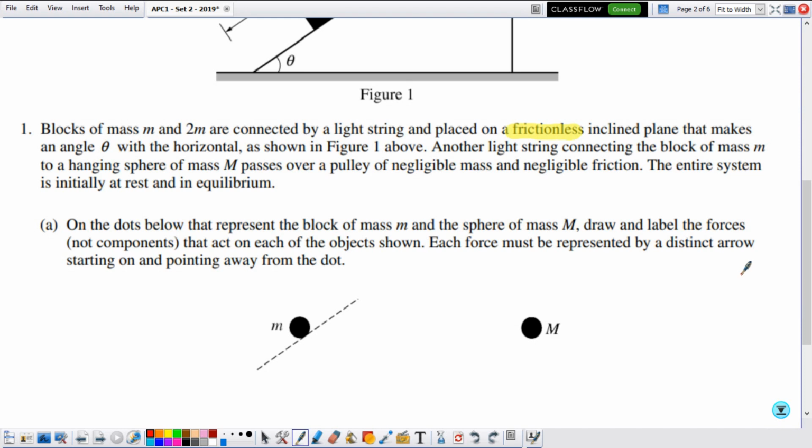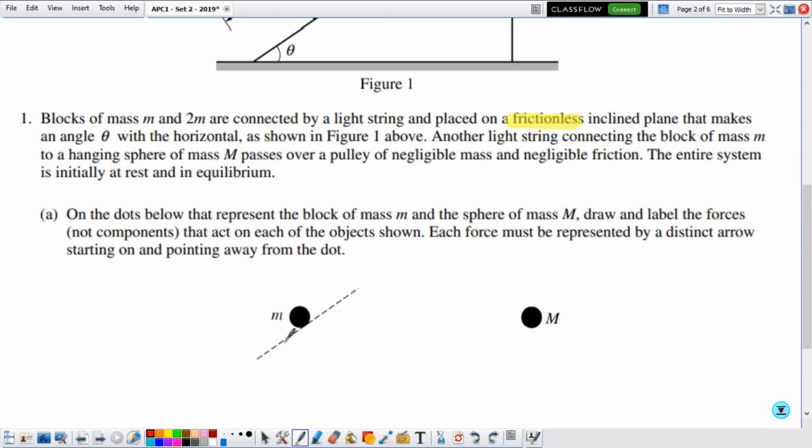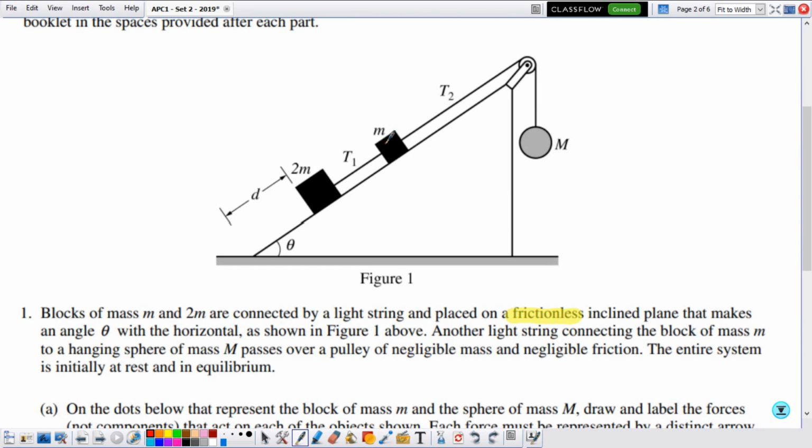Then part A: on the dots below that represent the block of mass m, the sphere of mass M, draw and label the forces, not components, that act on each of the objects shown. Each force must be represented by distinct arrows starting on and pointing away from the dot. Then they're giving us instructions for the FBD. Now we need to do two FBDs for small m, which is given by this one. What are the forces acting on small m?